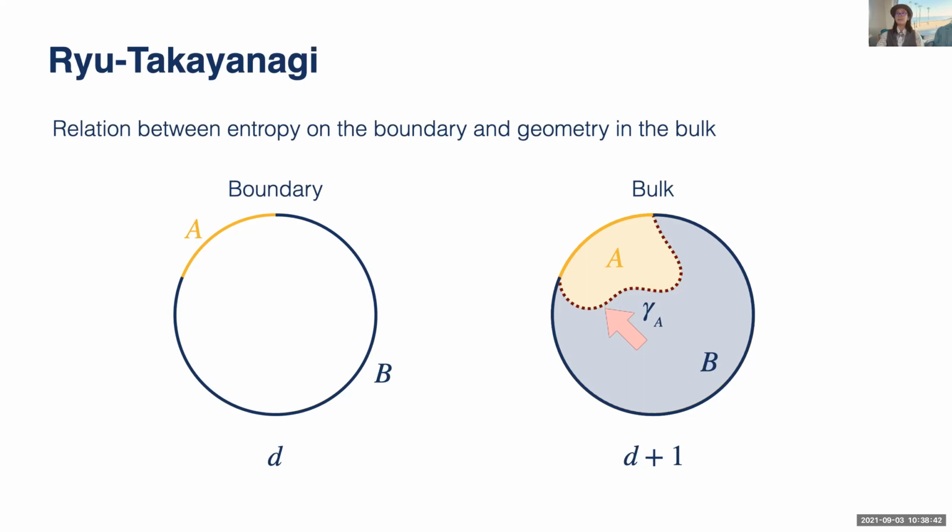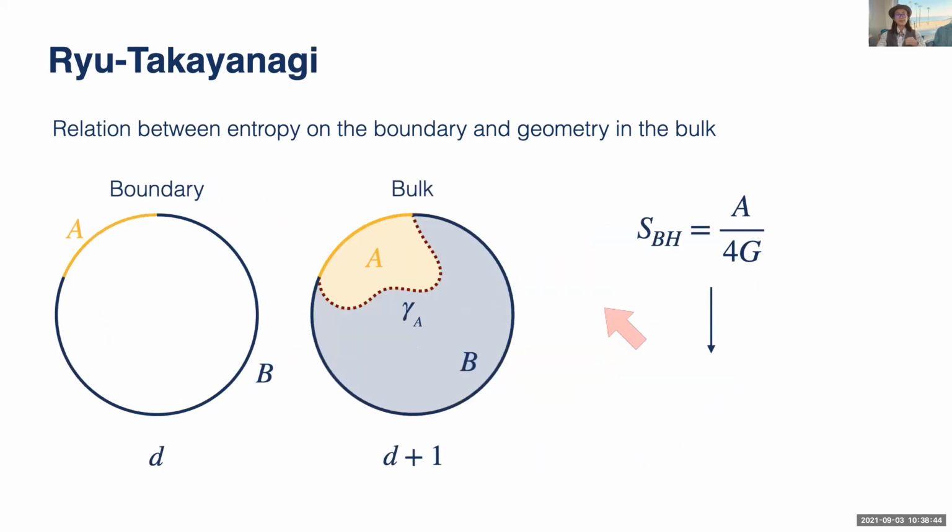It's a rough idea. So now what Ryu and Takayanagi did was essentially promote the black hole entropy to this form, where the entropy of the boundary subregion A is given by the area of the minimal surface gamma A, divided by 4G, where G here is Newton's constant in d dimensions. So this is the Ryu-Takayanagi formula, and we will use random tensor network to reproduce this formula.